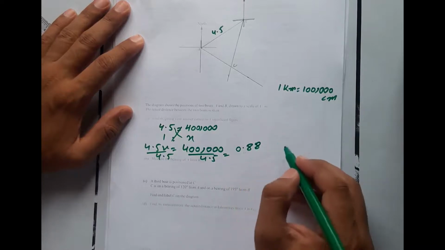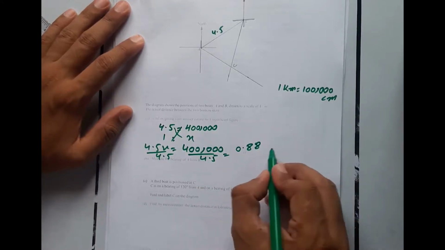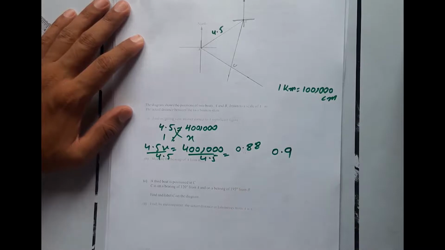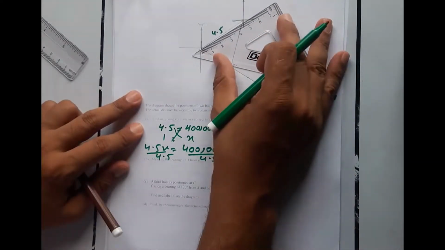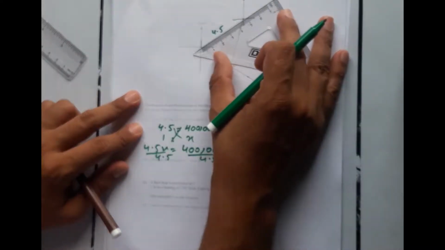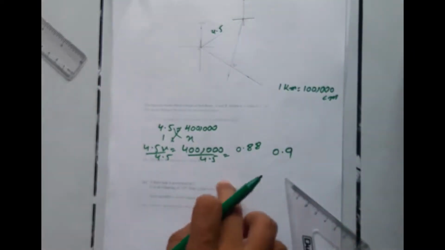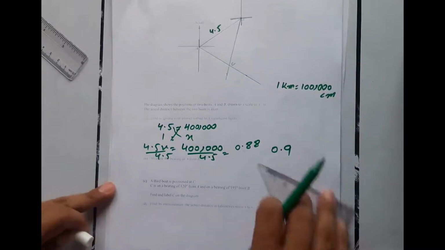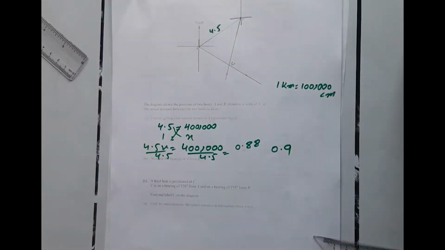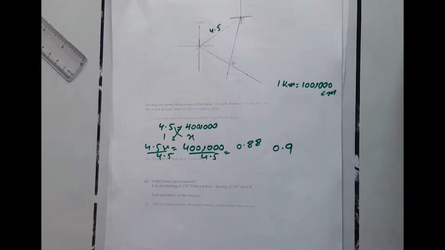You can write it one significant figure as 0.9, or 0.8 something. This value can be varied, but this is approximately 4.7. If you use 4.7, this will become 0.84 something, so answer will be 0.8, but I have used 4.5, so my answer is 0.9. Okay, you can use more accurate calculations.